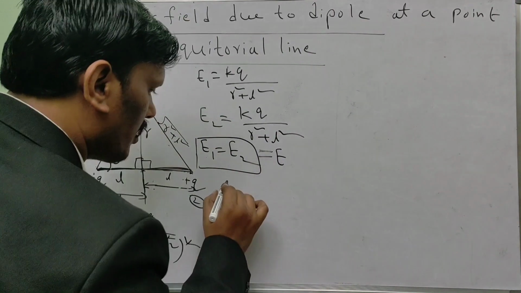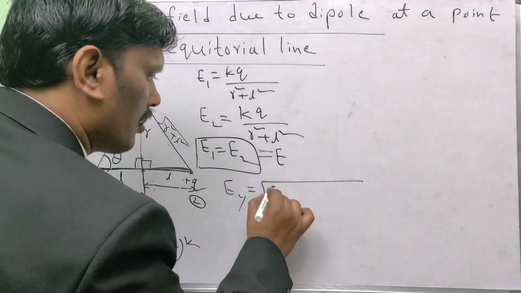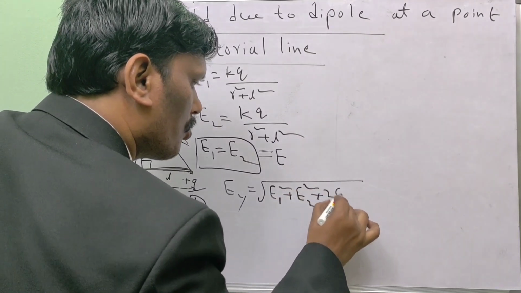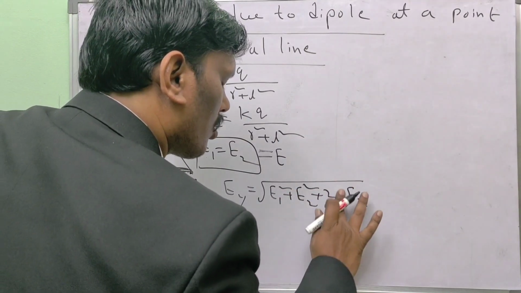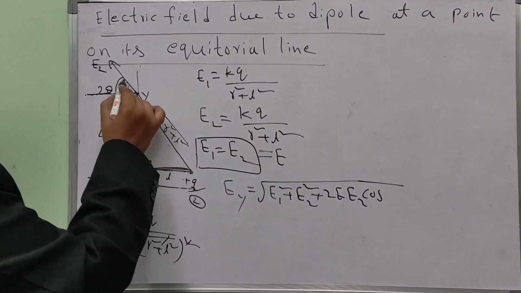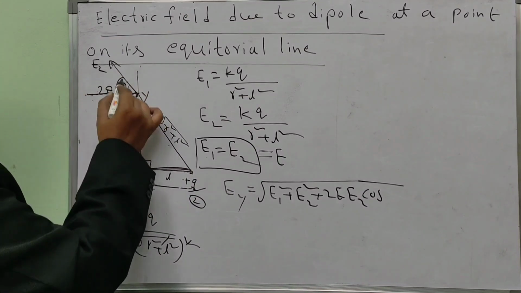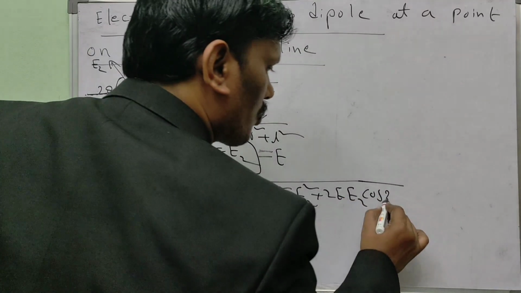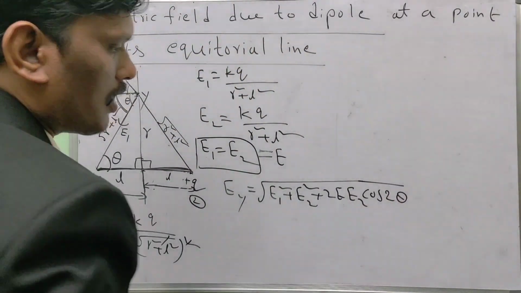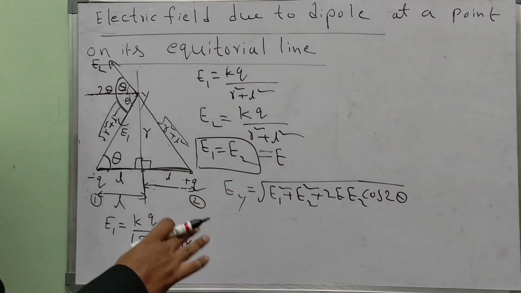I am going to consider Ey. How to calculate? Root of E1 square plus E2 square plus 2 E1 E2 cos theta. What is theta here? The angle between the two electric field vectors E1 and E2. That is 2 theta, that's why I am going to write 2 theta here. Because the angle between E1 and E2 is 2 theta. This is the formula to calculate the electric field vector.